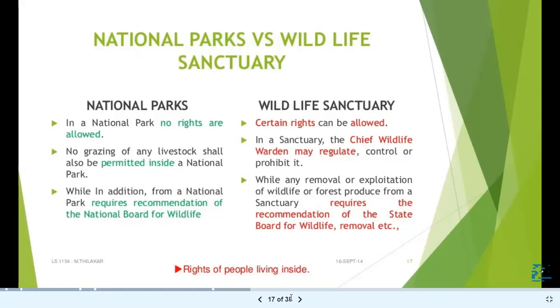In a sanctuary there is a slight difference, there we have some rights. As I also told you in class, there is a sanctuary in Ballia, the Jai Prakash Narayan Bird Sanctuary, Suraha Tal, Basantpur, Ballia. Certain rights can be allowed in a sanctuary. The chief wildlife warden may regulate, control, or prohibit. Any removal or exploitation of wildlife or forest produce from a sanctuary requires the recommendation of the State Board of Wildlife.